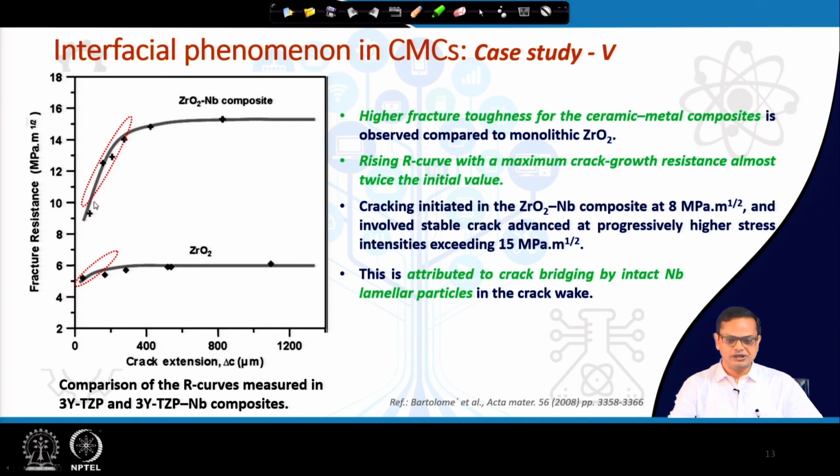Also, you can see there is a rising R curve with a maximum crack growth resistance almost twice the initial value. So, we are starting with around 8 and it is almost becoming 16. So, that means there is a rising R value, or fracture resistance actually increases, okay, with crack extension. And why is this happening, why is there improvement in fracture toughness? Let us understand in the next slide.